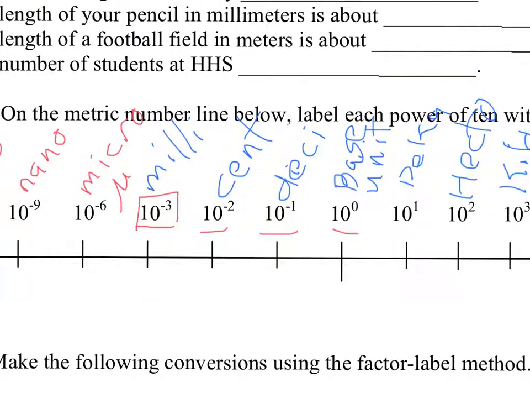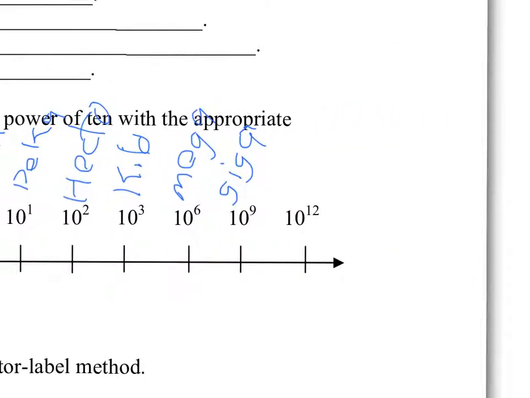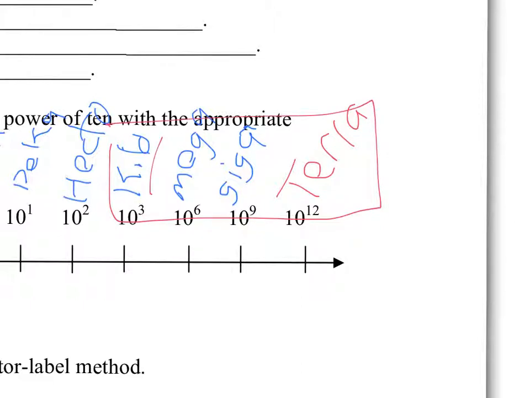On the opposite side over here, above mega, giga, and then we have tera. These might be known because of computers now, as in kilobytes, megabytes, gigabytes, terabytes, and so on.